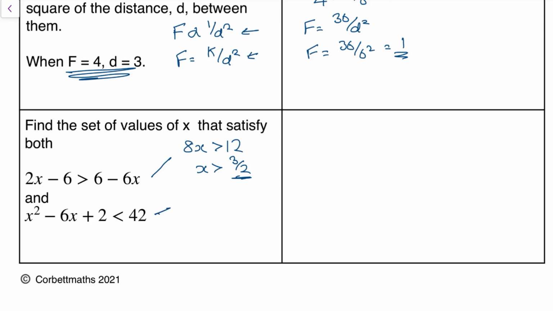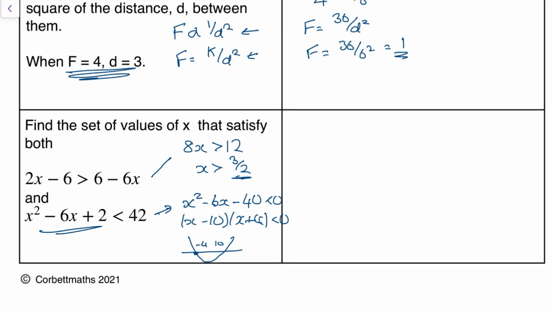Then this one here, the quadratic, well, I'm going to rearrange that to x squared minus 6x minus 40 is less than 0, which factorizes to... well, 40 is 5 times, no, actually that doesn't work, is it? It's 10 and 4. So it's x minus 10 and x plus 4 is less than 0. So my critical values here are minus 4 and 10. So in other words, in order to solve this quadratic, it's going to be all values between minus 4 and 10. Let's bring that all together.